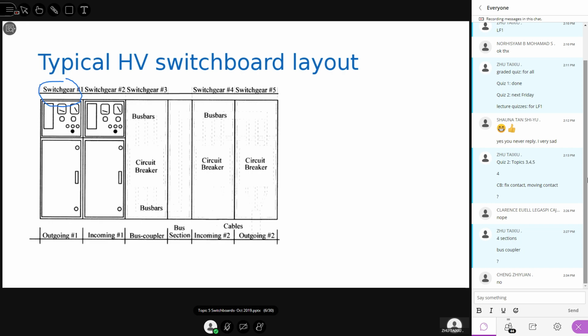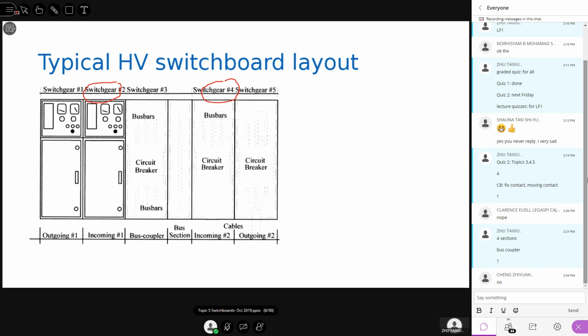And this one, incoming, outgoing, it can be the same design. Then there is the incoming one. This is also incoming, right? We don't have the details in the diagram, but the details inside a switch gear have been discussed in the previous slide. Remember, you have 4 compartments. So that's the layout.